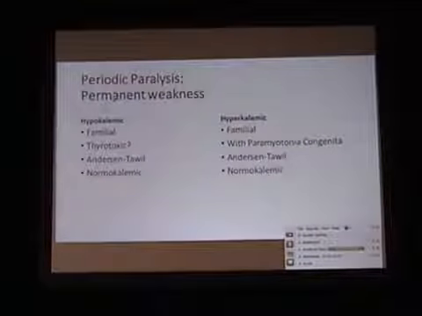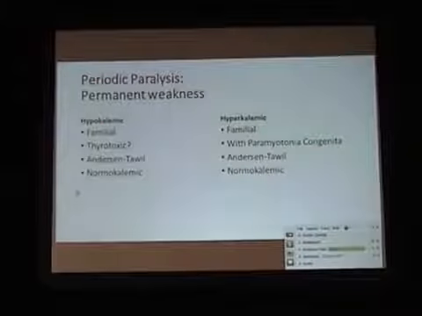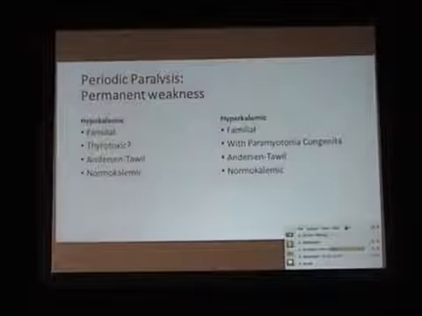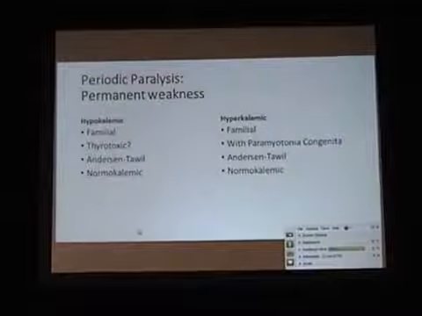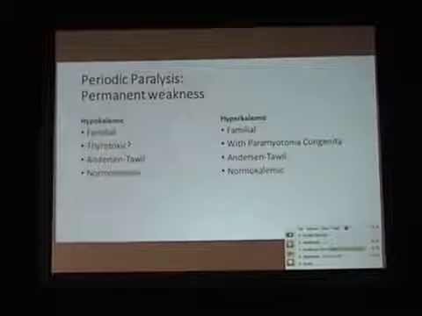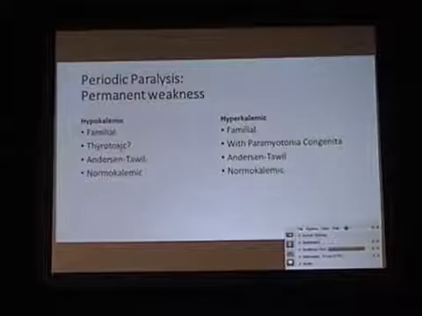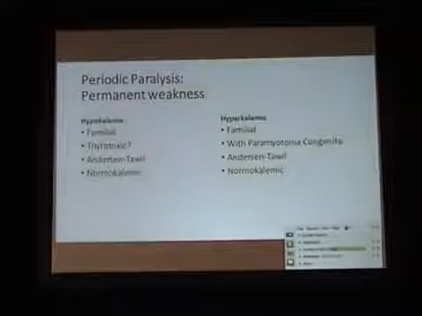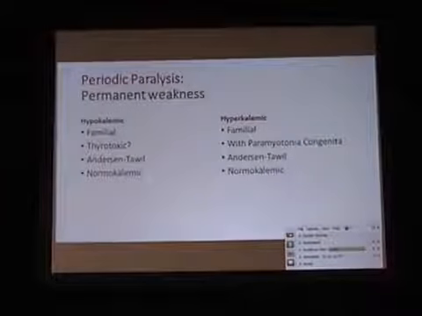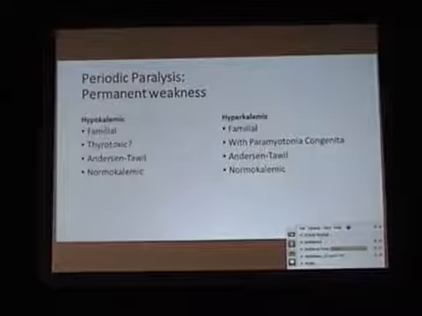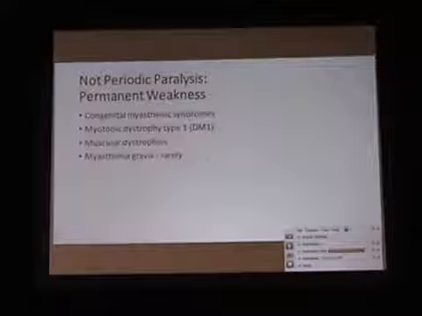Now, if you have a fixed weakness, again, all of the periodic paralyses present with weakness. At conferences I haven't encountered a thyrotoxic periodic paralysis patient. So I don't know. Did you guys, Frank or James or Mickey, know if there's fixed weakness associated with thyrotoxic? So I put the question mark there, not to their knowledge.